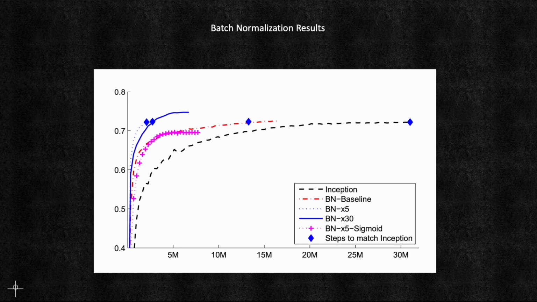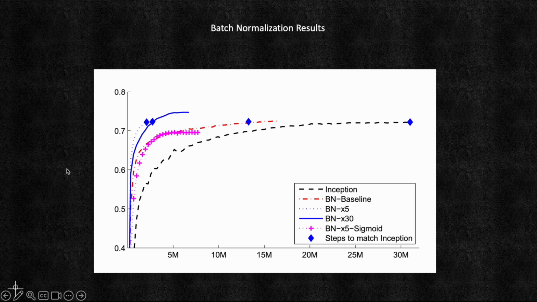This result graph is mentioned in the paper. The black line is the model without any batch normalization. Bn x5 has a small learning rate compared to Bn x30. The author said after adding the batch normalization layer, the accuracy is improved dramatically. At the same time, they increase the learning rate and require fewer training steps to achieve good results.